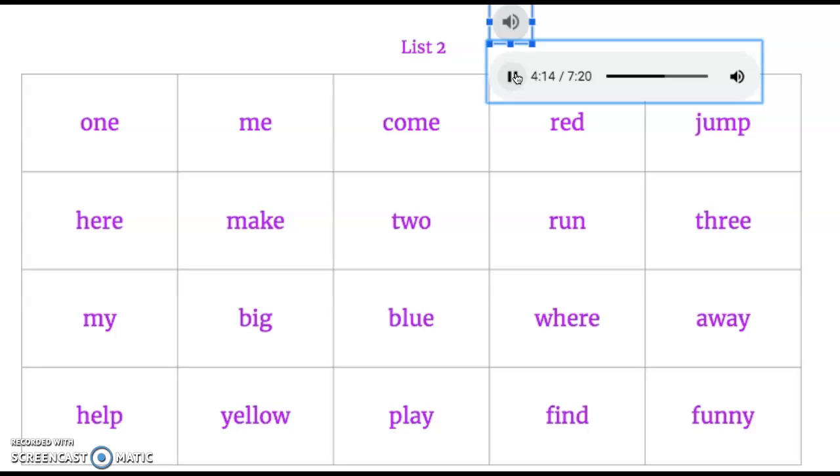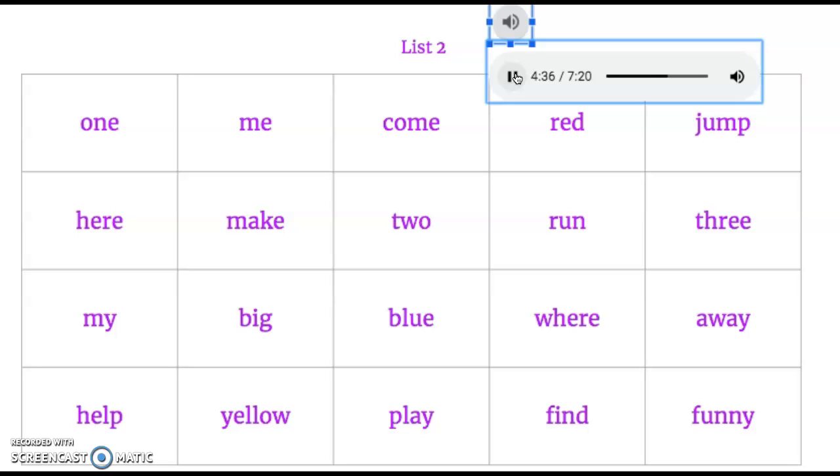The next word is blue. Blue. In this word, the B says B, the L says L, and the UE says ooh, which is a vowel team. Ooh. And a sentence we could use is, the sky is blue.